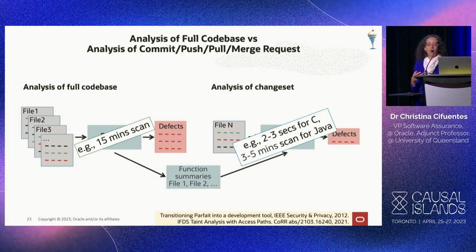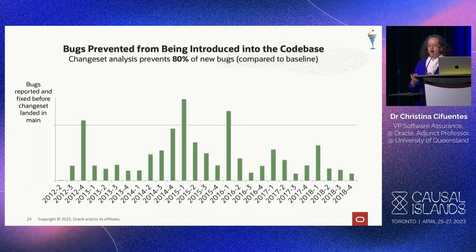Like in C, a full scan that would take 15 minutes, when you look at a change set, it would only take 2 to 3 seconds. In Java, if you have a 15-minute scan for the full application, when you look at change sets, at the time that we developed these techniques, it was taking 3 to 5 minutes, just because Java is more complex and has more method calls, dependencies, inheritance, and so on compared to the C language. But in any case, you can see how that pushes things to the left.